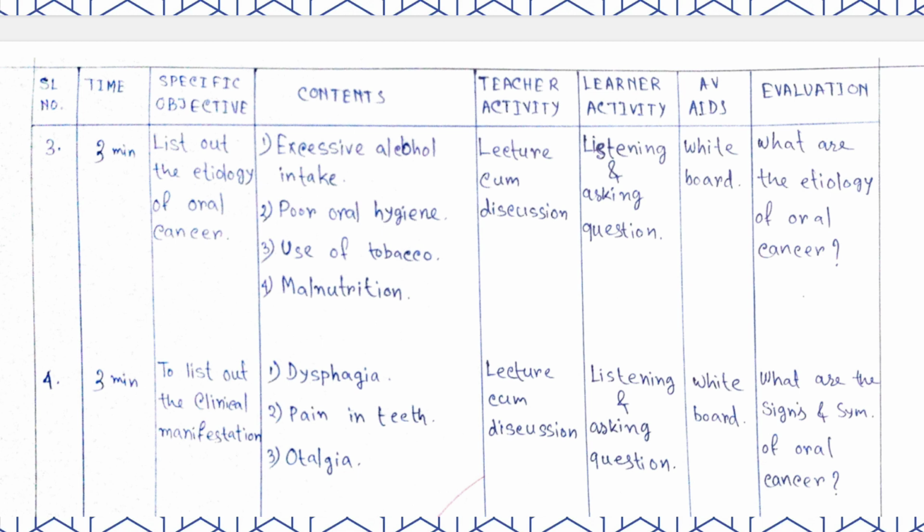Then fourth point, to list out the clinical manifestation. Content: dysphagia, pain in teeth, otalgia, that is ear pain. Then teacher activity, lecture cum discussion. Then learner activity, listening and asking questions. AV aid, whiteboard. Evaluation: what are the signs and symptoms of oral cancer?